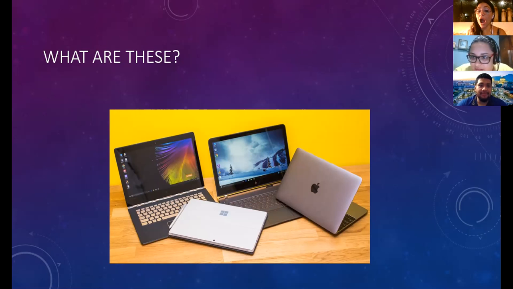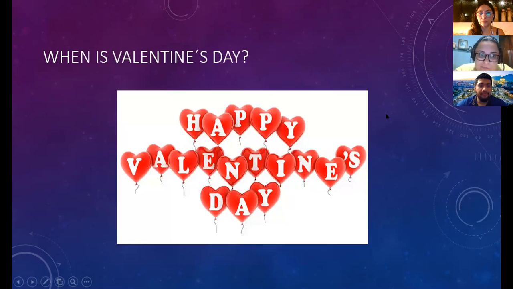These are a laptops. No, como es plural, ¿verdad, Tania? Entonces decimos, these are laptops. Laptops. Okay. Laptops, sorry. 14 February.